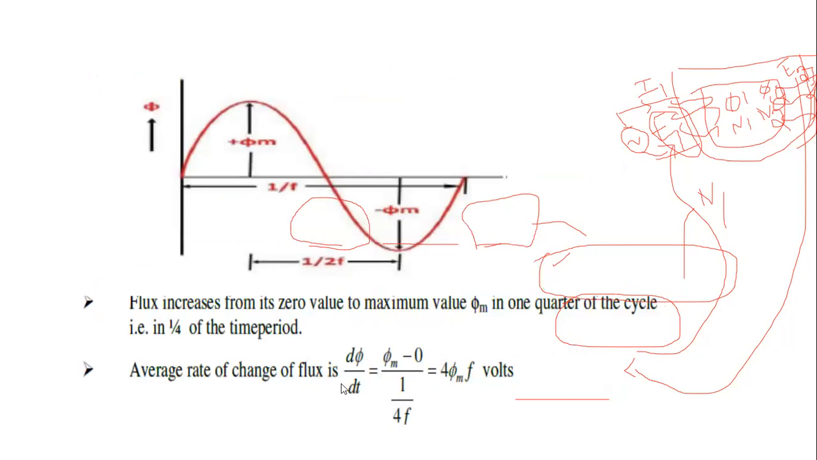First of all, we are considering dφ/dt. The flux changes from 0 to φm in 1 by 4th of the cycle, that is, in 1/(4f) seconds.